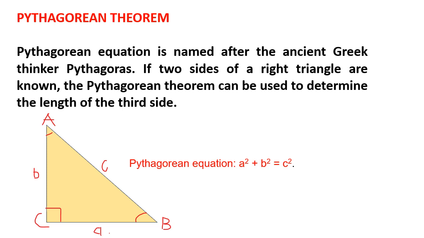Pythagorean Theorem. The Pythagorean equation is named after the ancient Greek thinker Pythagoras. The equation is a squared plus b squared equals c squared.